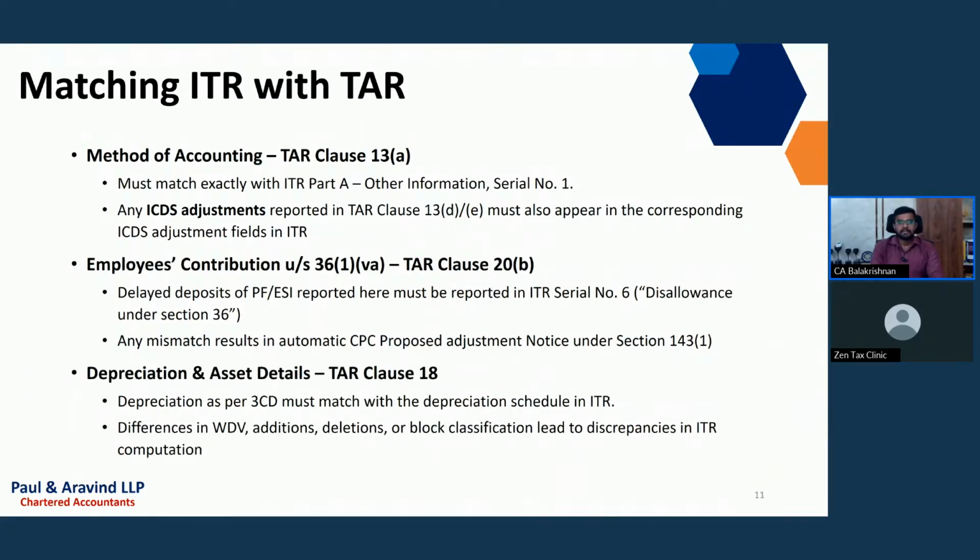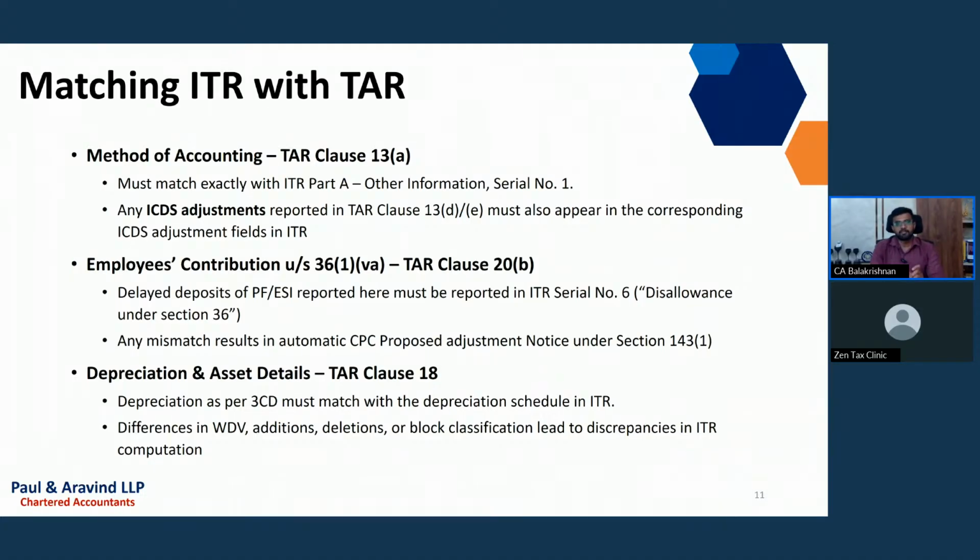And depreciation and asset details. In clause 18 of the tax audit report, the tax auditor needs to report the total amount of depreciation along with the date of addition, date of deletion, and whether it is less than 180 days or more than 180 days for depreciation claim purposes. That report must be matched with the schedule of depreciation in the ITR.